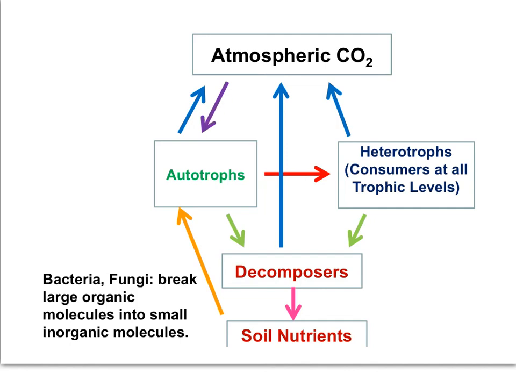The purple flow is photosynthesis, a transformation. The red flow is feeding, a transfer. The green flows represent death, heading in the direction of decomposers. These are transfers. The blue flows represent respiration, transformation. The pink flow is decomposition, a transformation. The orange flow is the uptake of inorganic nutrients from the soil by plants, a transfer.